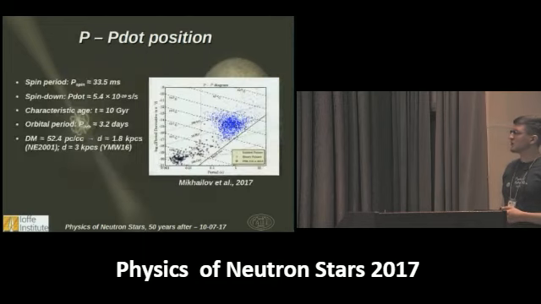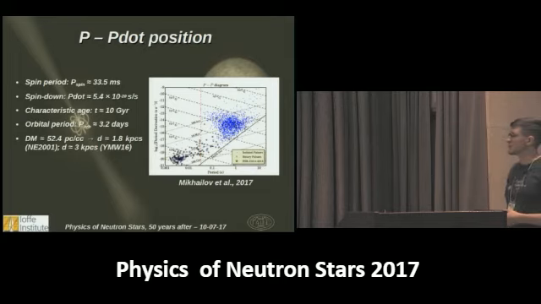So for the properties of the pulsar, the pulse period is quite long. It's at around 30 milliseconds. The spin down is typical for millisecond pulsars. The characteristic age is around 10 gigayears, which is also typical. The orbital period is 3 days, and the dispersion measure is around 50 parsecs per cubic centimeter, which implies 2 or 3 kiloparsecs according to different electron density models.